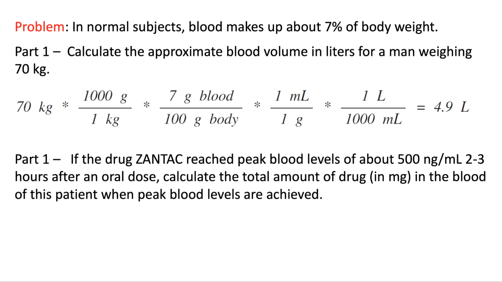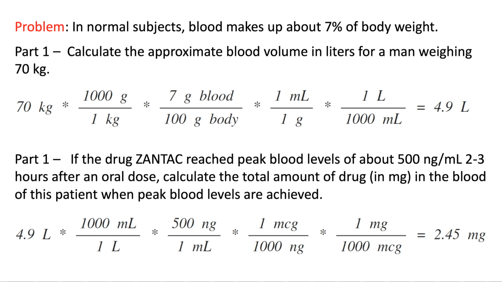So it's kind of interesting to see. What we're going to be able to use is the fact that we know that for most men, they have about 4.9 liters of blood. And if we apply that with the fact that after this person took a Zantac dose, his peak levels were 500 nanograms per milliliter, we can determine how much drug was actually in his body at that time.